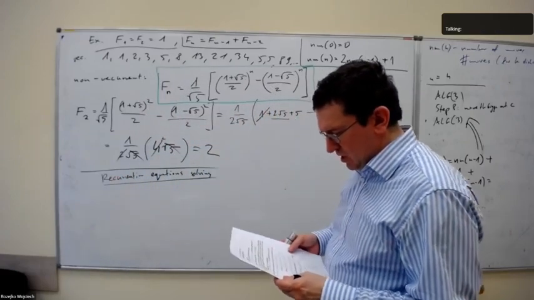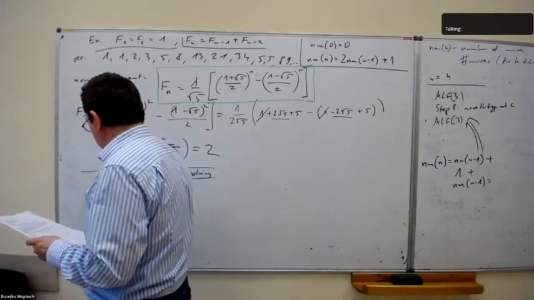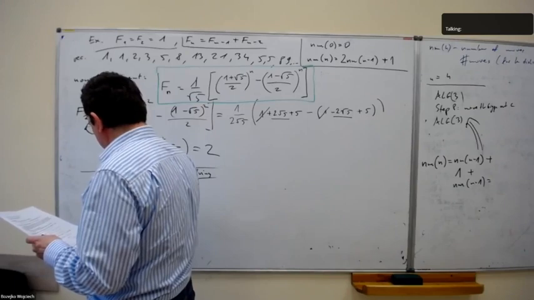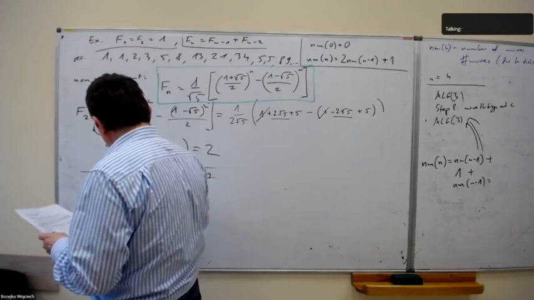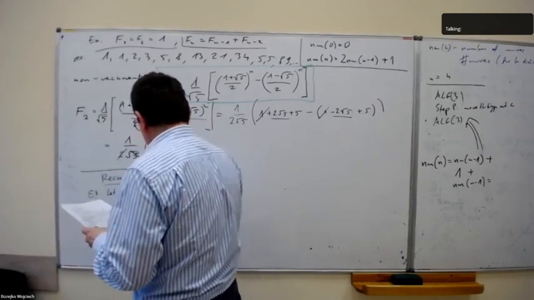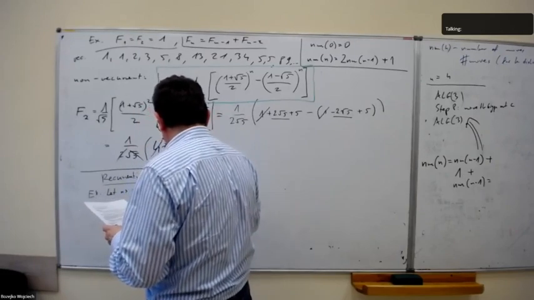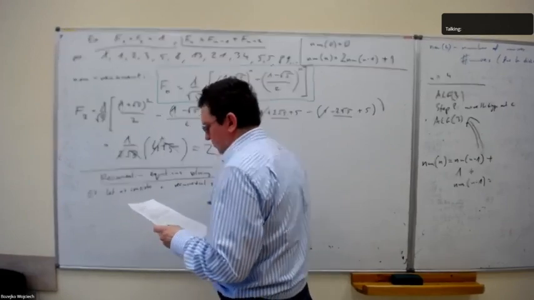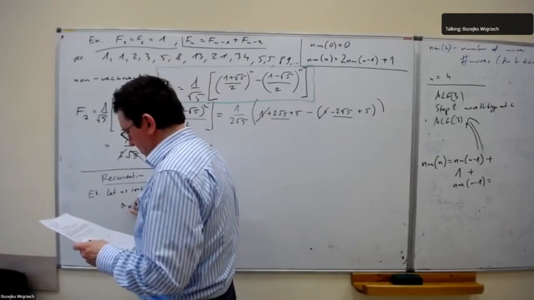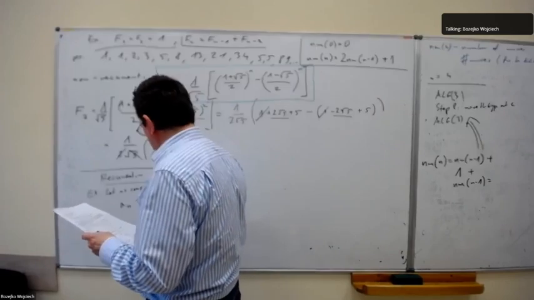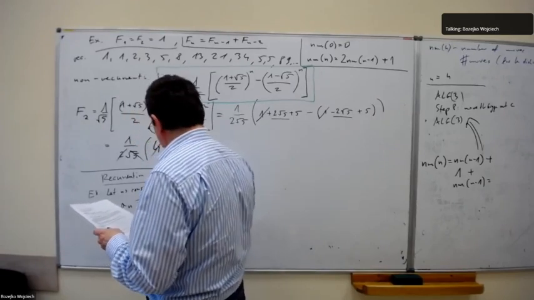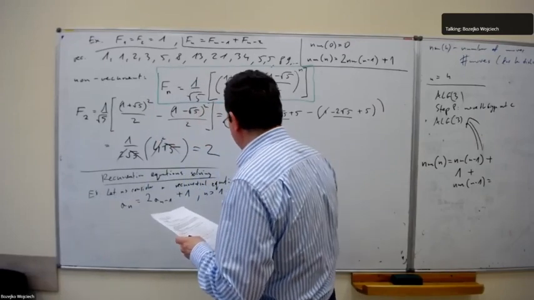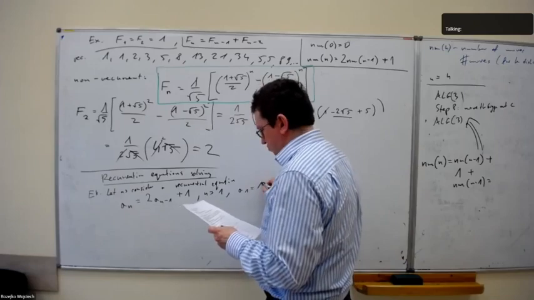Let us imagine an example. Let us consider a recurrential equation given by such a formula. a_n is 2 times a_{n-1} plus 1, for n greater than 1, with the beginning value a_1 equals 1.